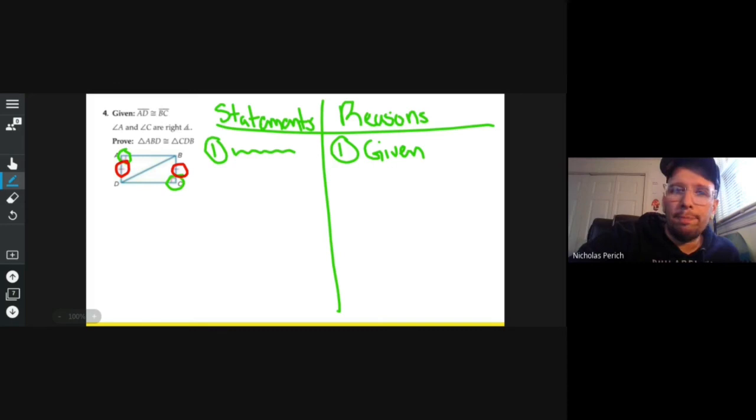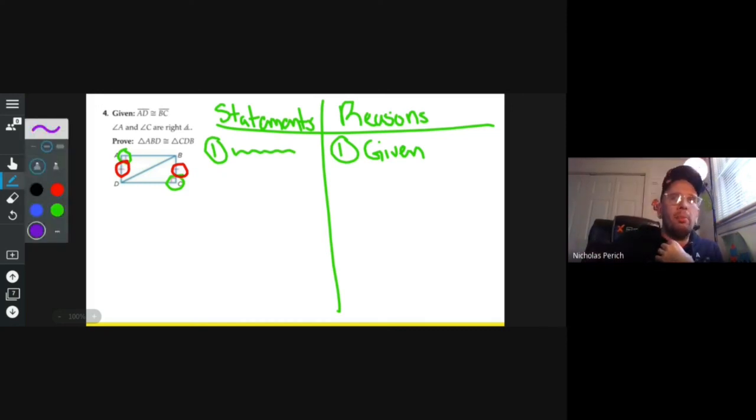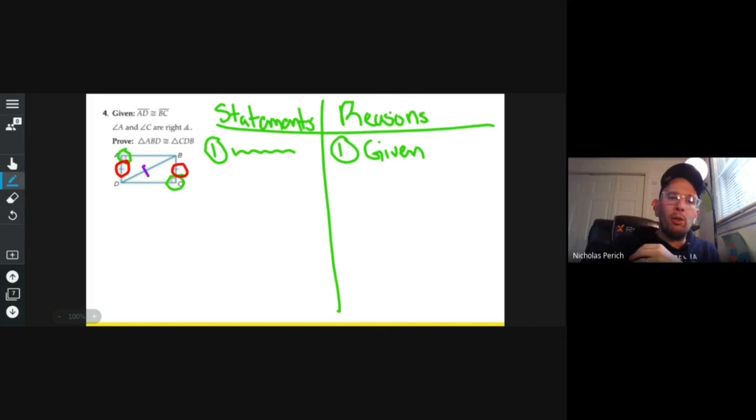Okay, so there's our given. We were told this. That's good news. We were told this. That's good news. Well, I have my right angle. I have a leg. What else do you notice that's exactly the same? The Santiago special. We could say that BD is congruent to BD. And that's called the what?